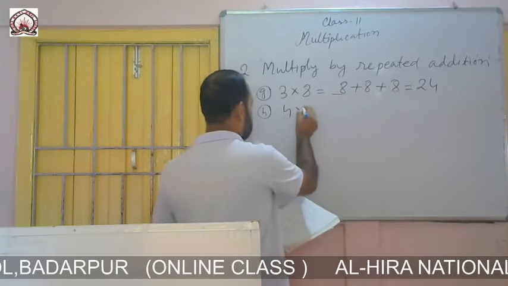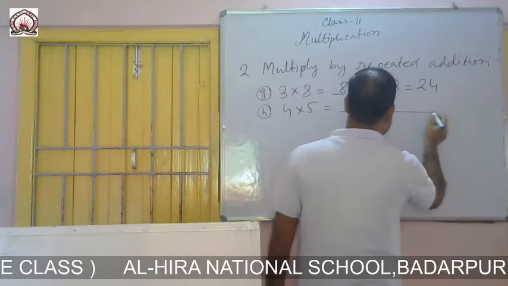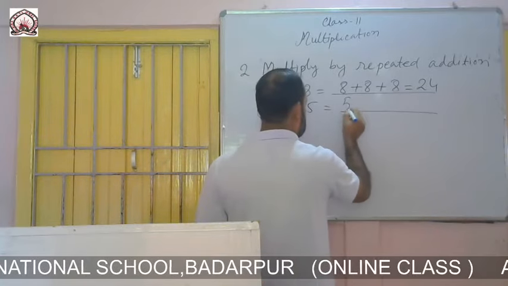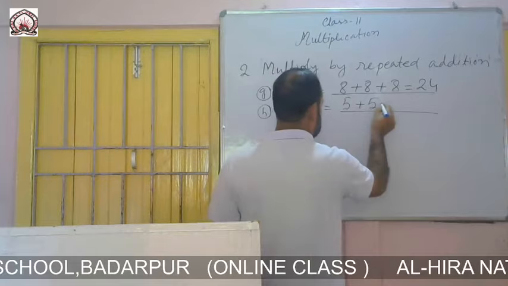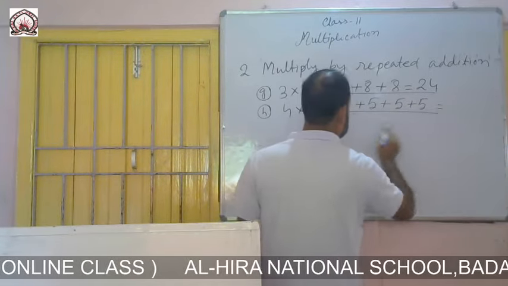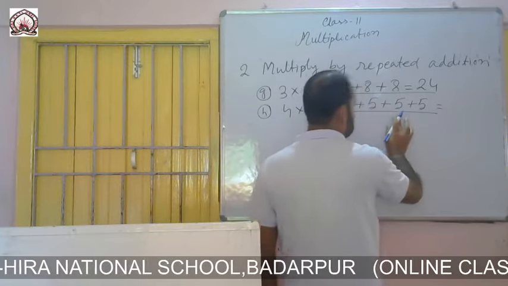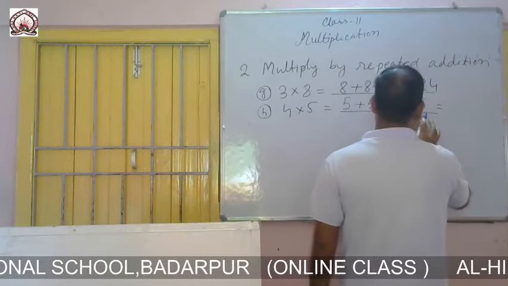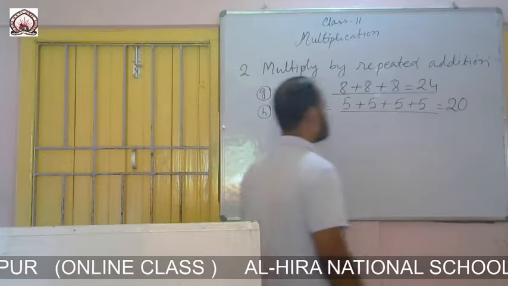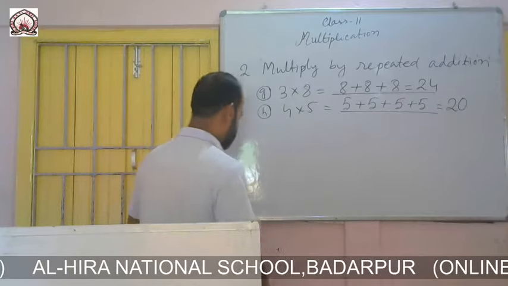4 into 5. Here 5 4 times. 5 plus 5 plus 5 plus 5. So 5 plus 5 is 10. 10 plus 5 is 15. 15 plus 5 is 20. Answer is 20. Here 4 5s are 20.